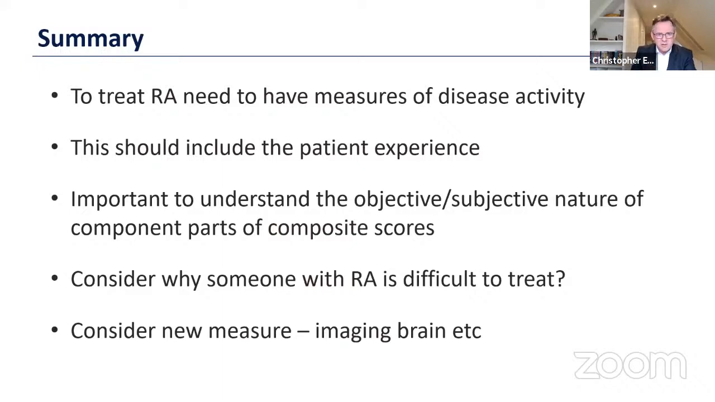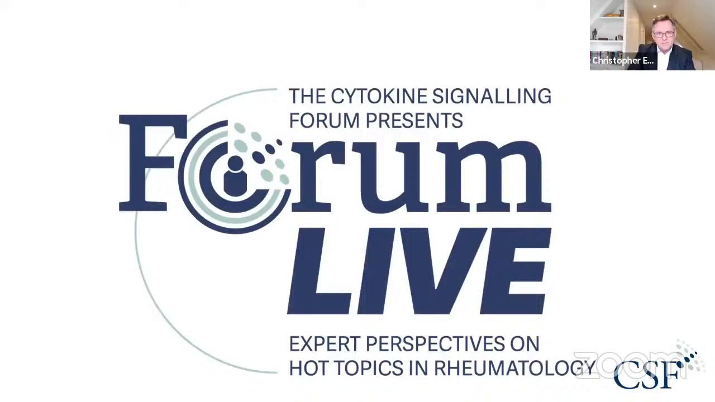Then we lead on to this idea of why rheumatoid arthritis is difficult to treat in some patients, how much of that might be difficult to treat inflammation, how much might be related to pain, and how much might be related to other factors as well. And then there are other new measures that we might use in the future, such as imaging of the brain. Okay, so that's the end of my slides.